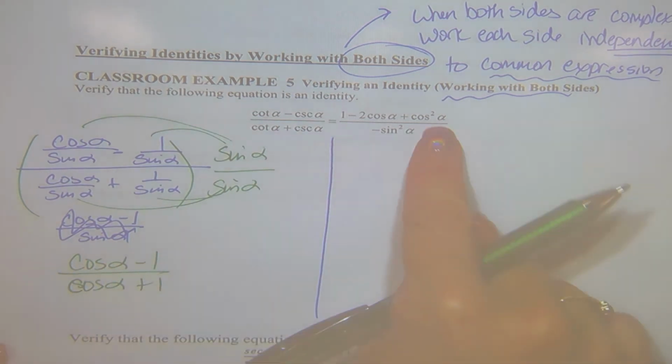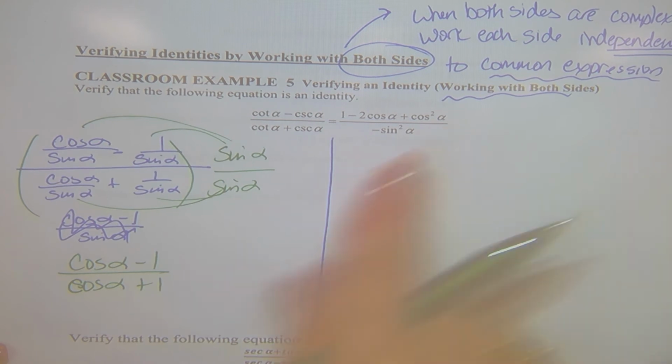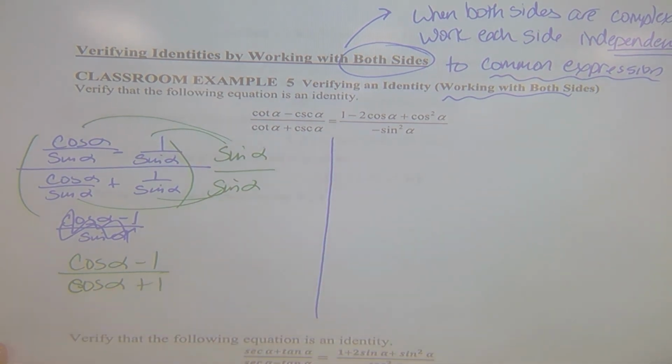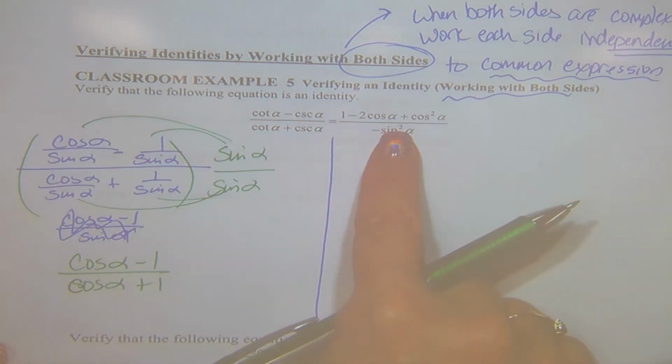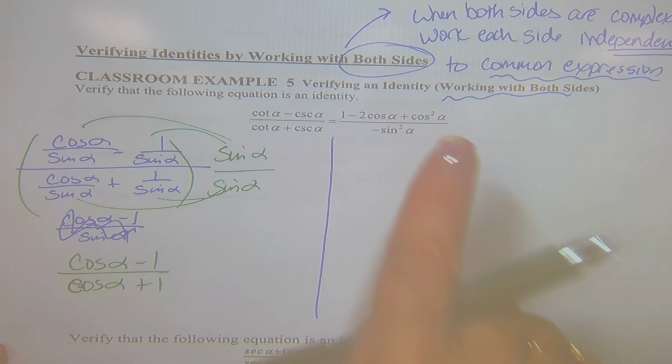Now, that does not match this. I've simplified it. Making something more complex can be really hard. So what we're going to do is we're going to say, okay, I don't really know where to go from here to get this. So we're going to start here.